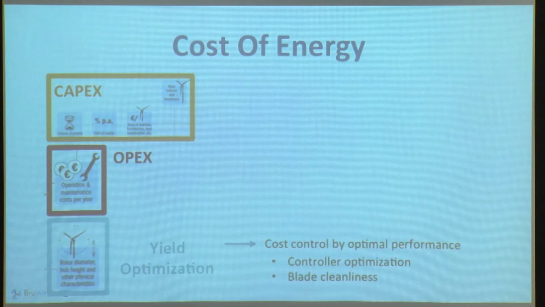And then the last part in the matrix is yield optimization. So you have cost control during the lifetime, and you want to make sure that your turbine is doing what it should do.